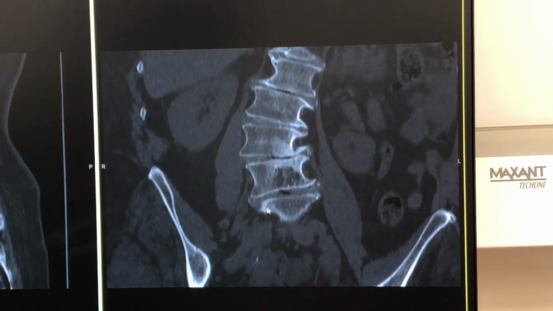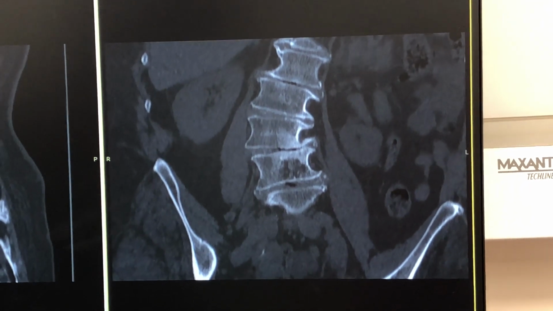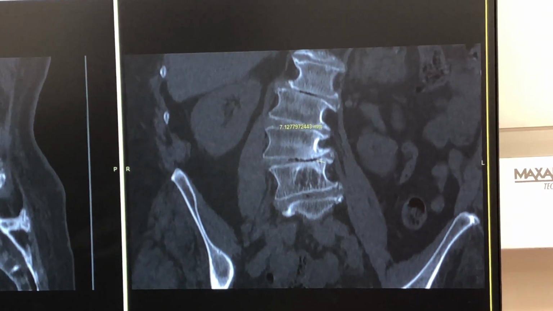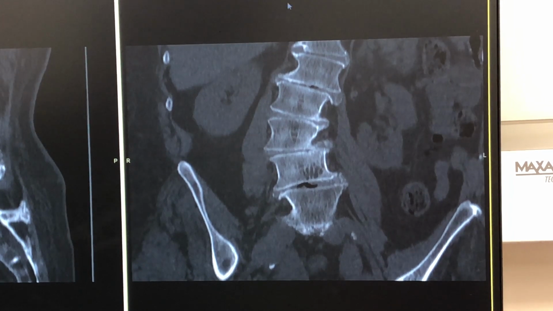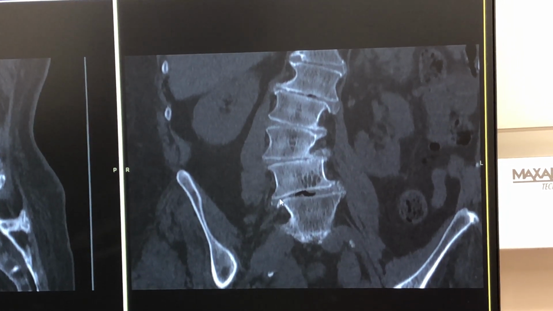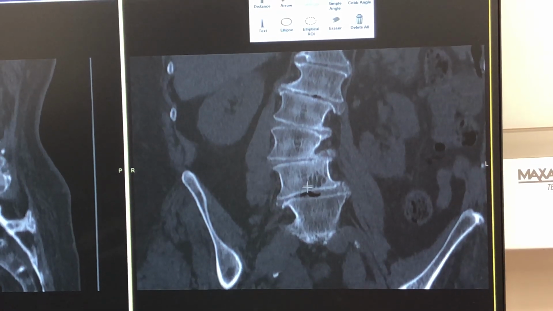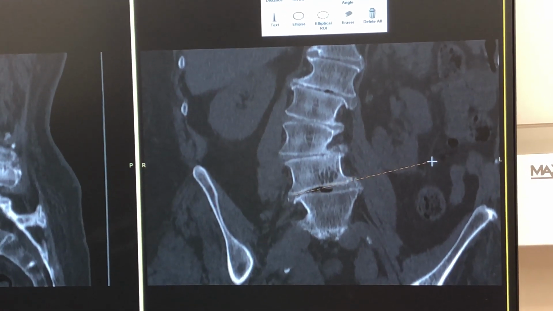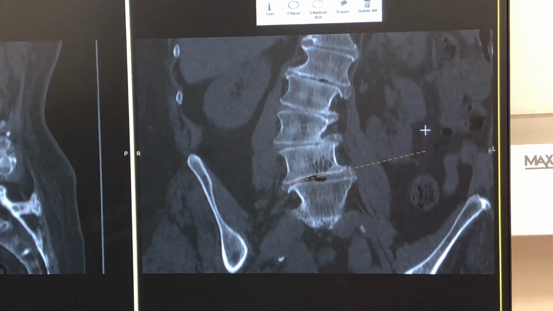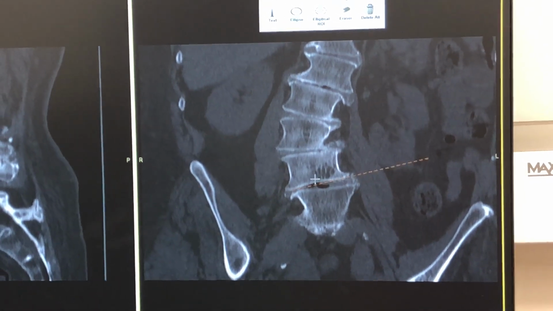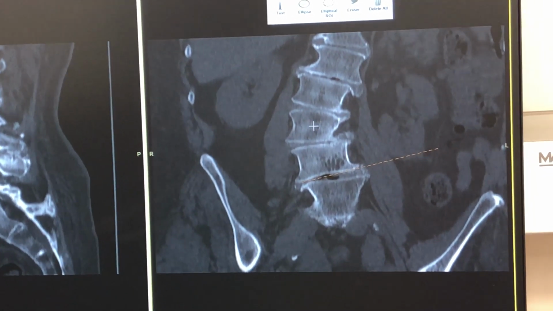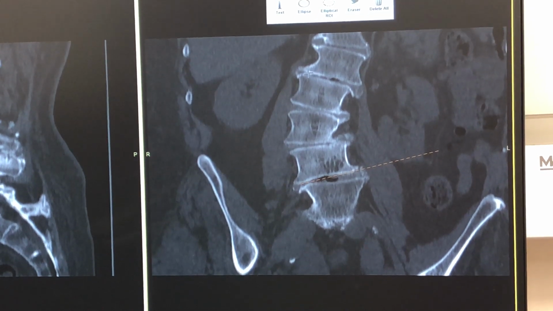Here we are going to do L1 to L5. So we are going to measure the L5 here. This is the L5. Cobb angle. That's one segment. The other segment is going to be 5, here's 4, 3, 2, 1.